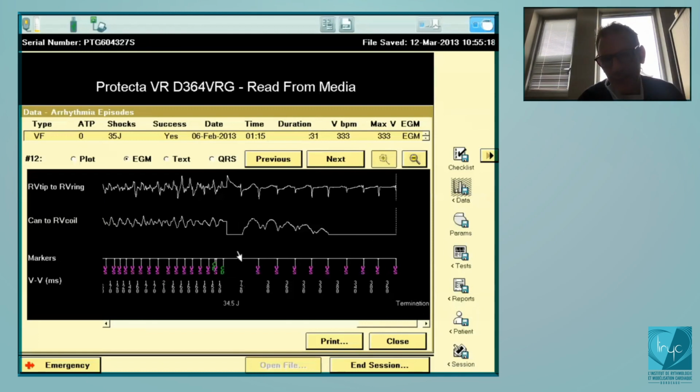Remember also that after the shock, there is 1.2 seconds where the defibrillator cannot pace. Let's consider there is no VS after the shock. You will have to wait for 1.2 seconds before delivering ventricular pacing if required. So the blanking, and then what happens?